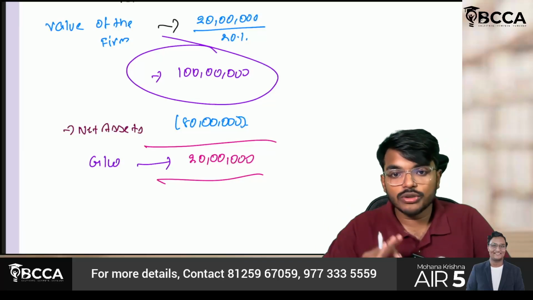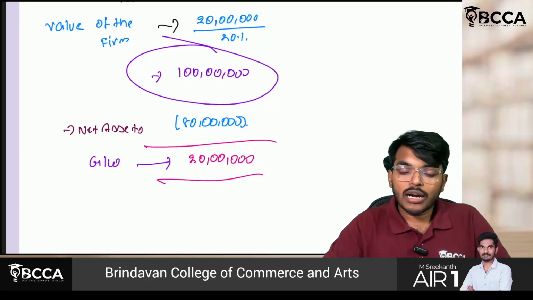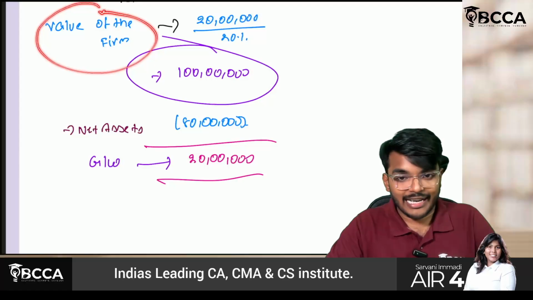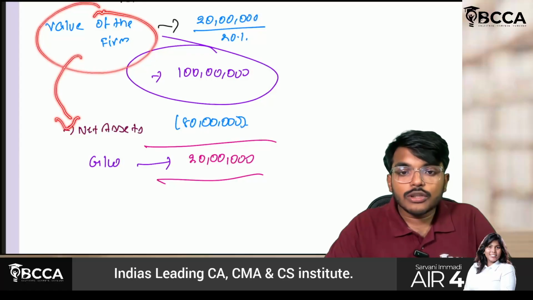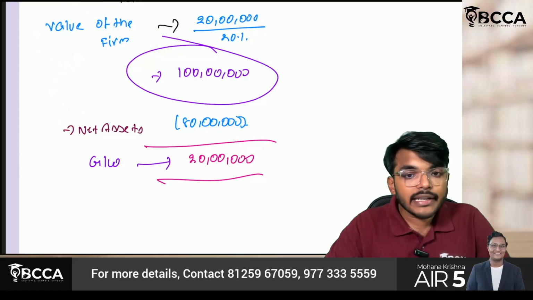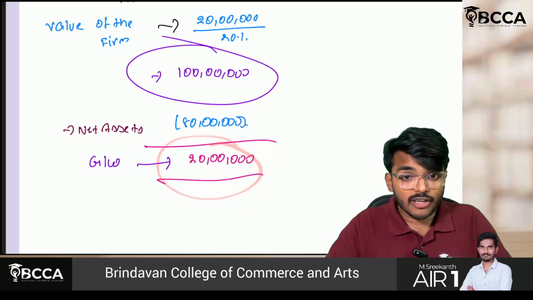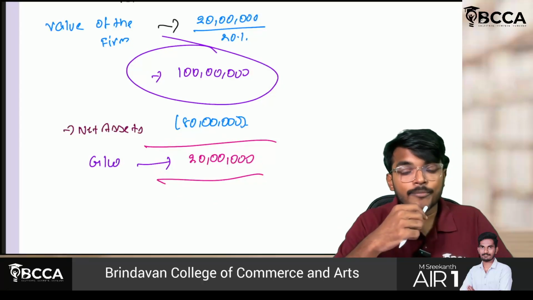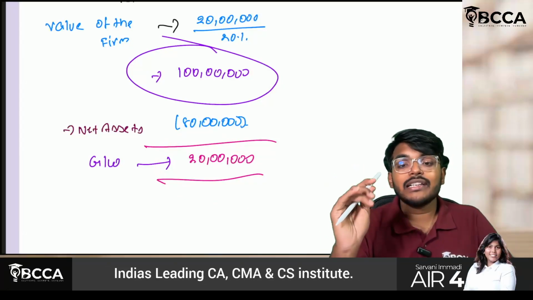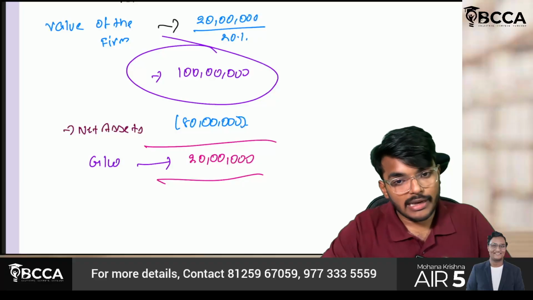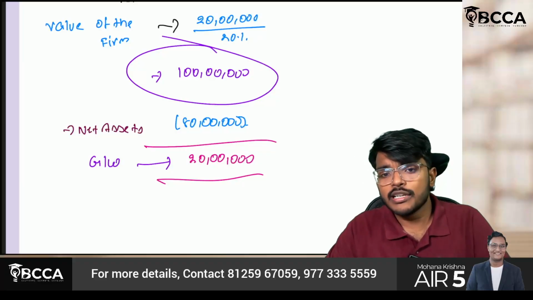Have you understood this point or not? Whatever the value of the firm you have calculated, from that you have to deduct the net assets of the entity. Then the balancing figure will be treated as goodwill. I hope this point is also clear.